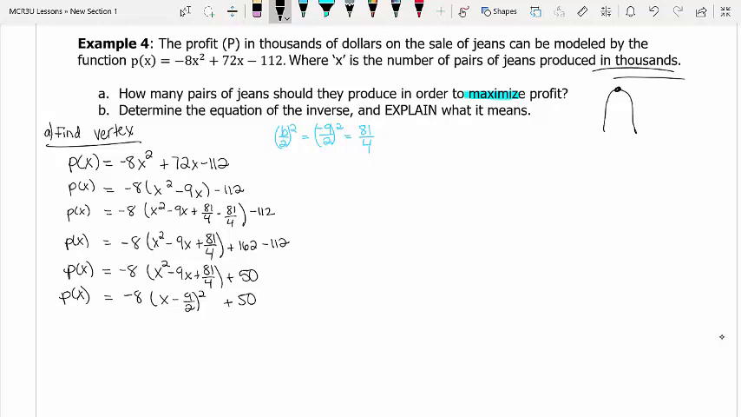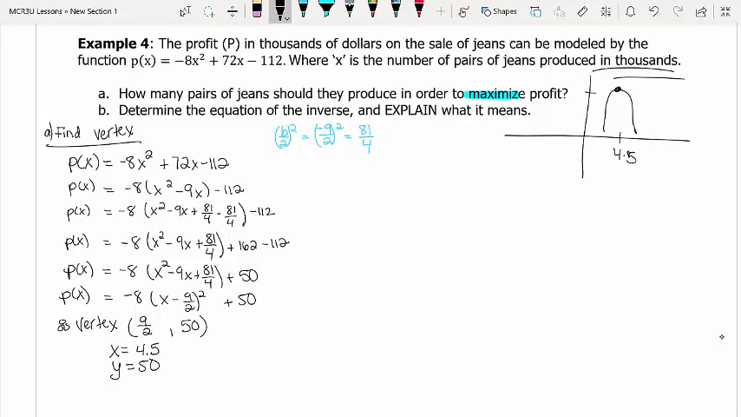So now that our equation is in vertex form, we know that the vertex is at 9 over 2 and 50. Our x value is 9 over 2, which is 4.5, and our y value is 50. So that would mean that this value is 4.5 and this value is 50.